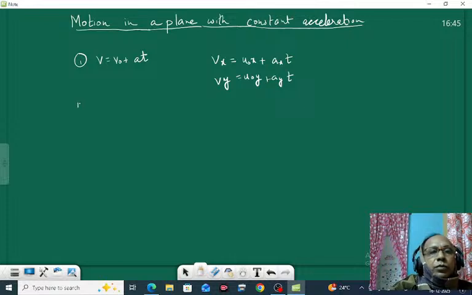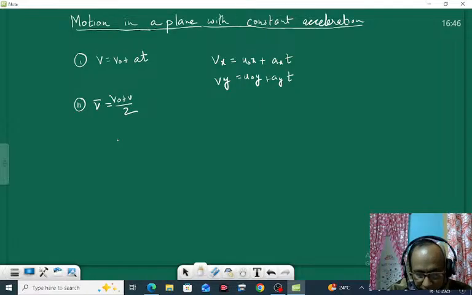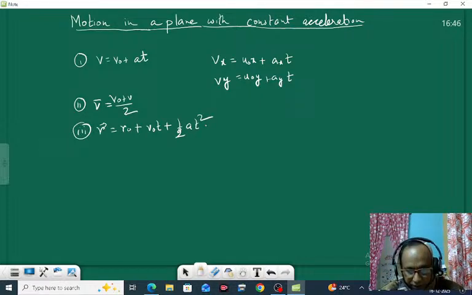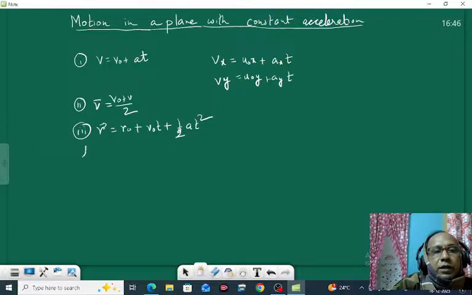And number 2, the average velocity can be written this way: v0 plus v by 2. This is the average velocity. And the third is the vector r, which can be represented in this way: r0 plus v0t plus half at square, where a is the acceleration and t is the time. In component form, you can write it here also.